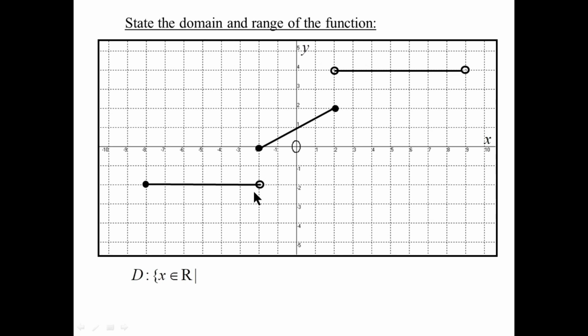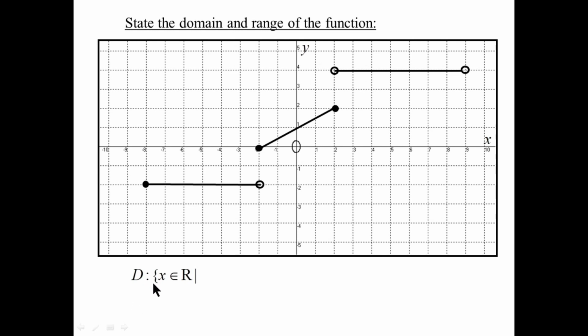It's like a handoff in football. The ball is handed off to this piece that picks it up exactly at -2 and continues with it all the way up to x equals 2. And then the next piece immediately picks up exactly where this part left off and continues with x values all the way up to the number 9. So there's no breaks between -8 and +9.